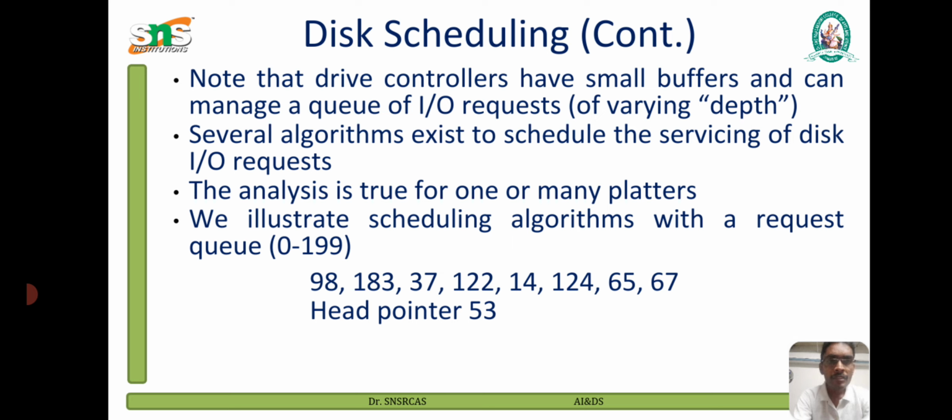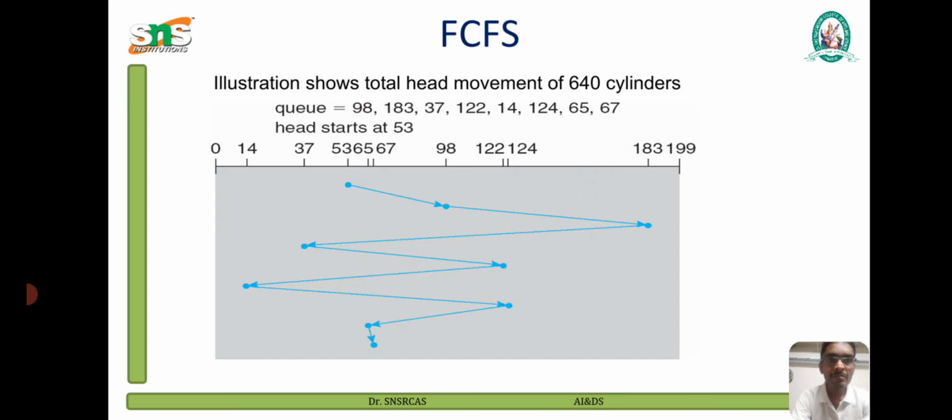Here are the scheduling algorithms with a request queue with cylinder numbers from 0 to 199. At present, assume that the head pointer is at 53. How are the requests actually processed? Let's see by different types.